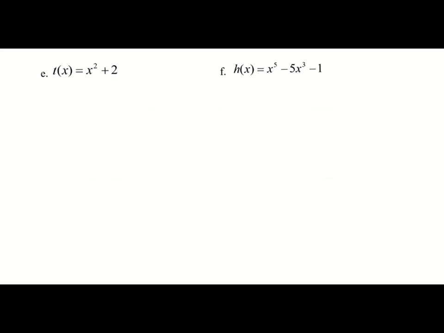So when we look at E, we have x squared plus 2. We know x squared, or quadratics, when we graph them, because it's a positive x squared there, it's going to be a parabola. And it's going to open up. So we know it's going to look like this. It would pass the vertical line test, but if I'm trying to do that horizontal line test, it definitely does not pass that horizontal line test.